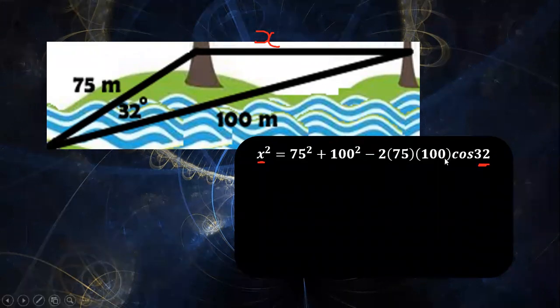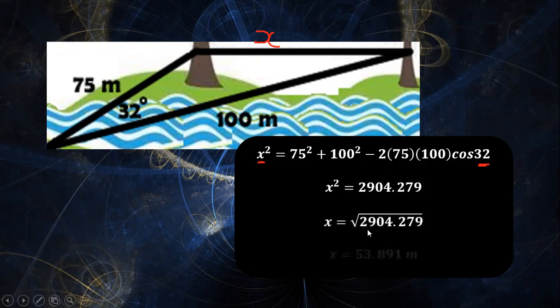Next, put all this into the calculator. X squared is equal to 2,904.279. So x is going to be the square root of this, which is going to be equal to 53.891 meters. That's the length from here to here. Any questions here? Awesome.